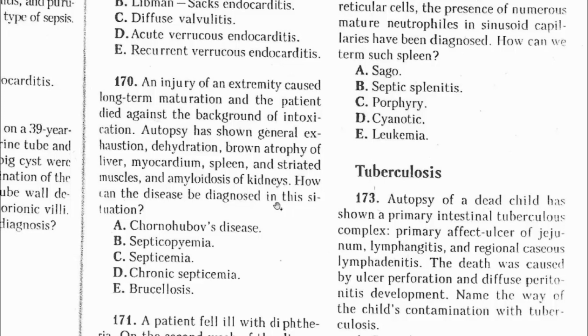Now, this is a type of chronic septicemia. Yes, chronic septicemia. Now, we have extensive purulent processes, which is causing intoxication and amyloidosis. Atrophy, dehydration, and decrease in spleen are also marked. Therefore, your answer should be D. Chronic septicemia.